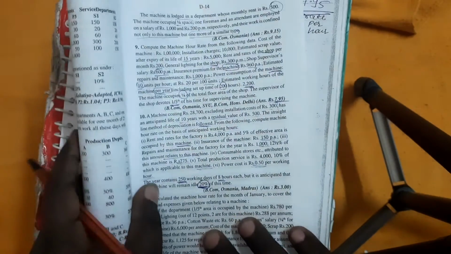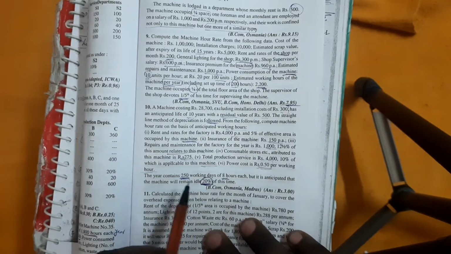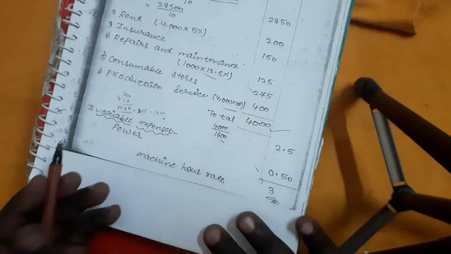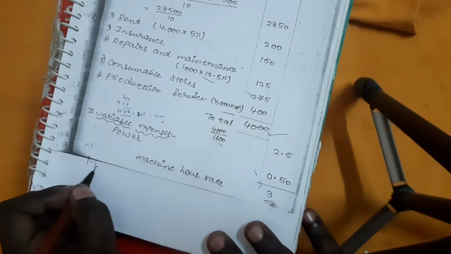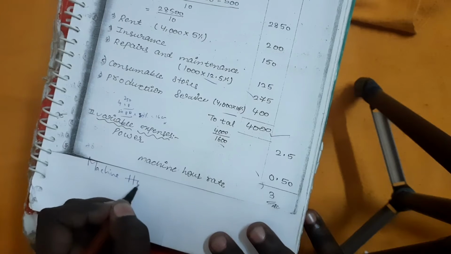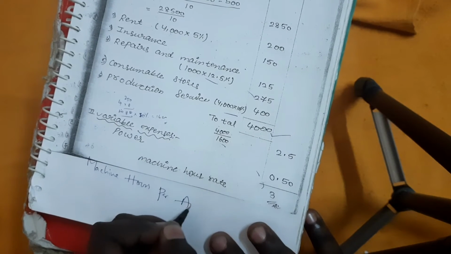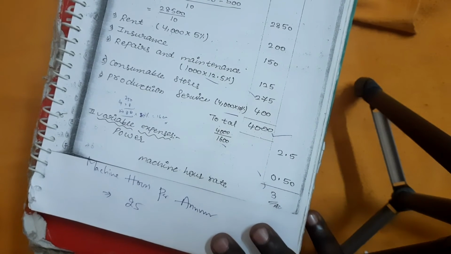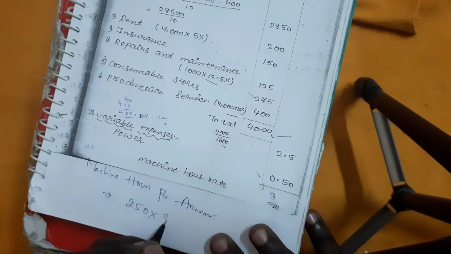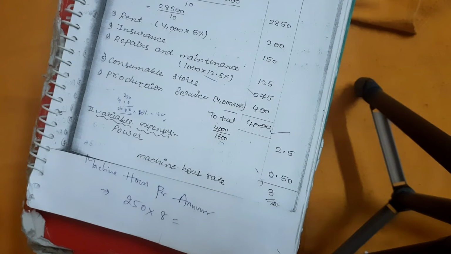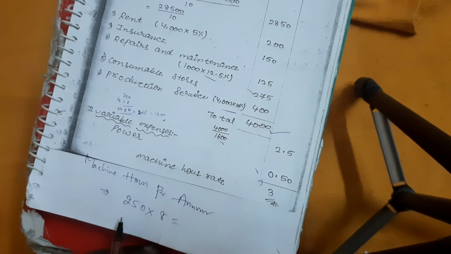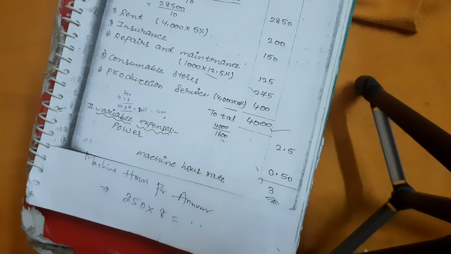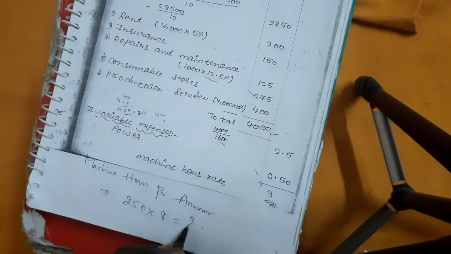How many machine hours? If you observe here, how will I get machine hours? Very simple. Machine hours per annum. So how I'll get it: 250 working days into 8 each. So 250 into 8, it is 2,000.